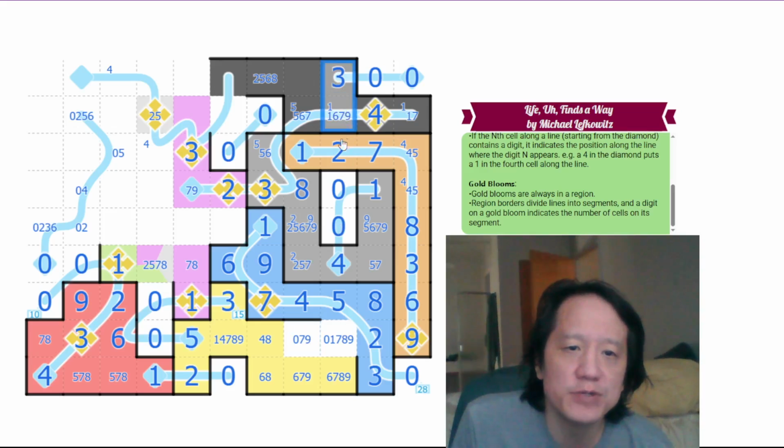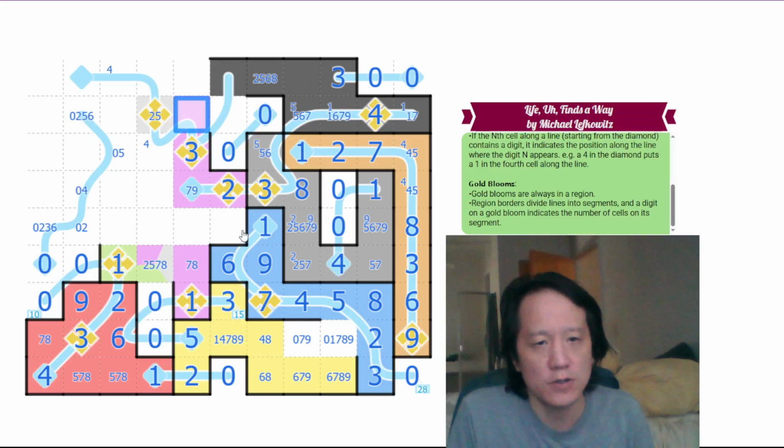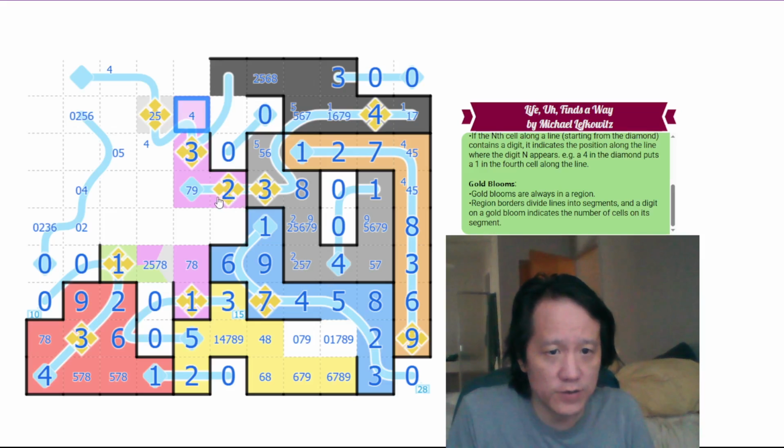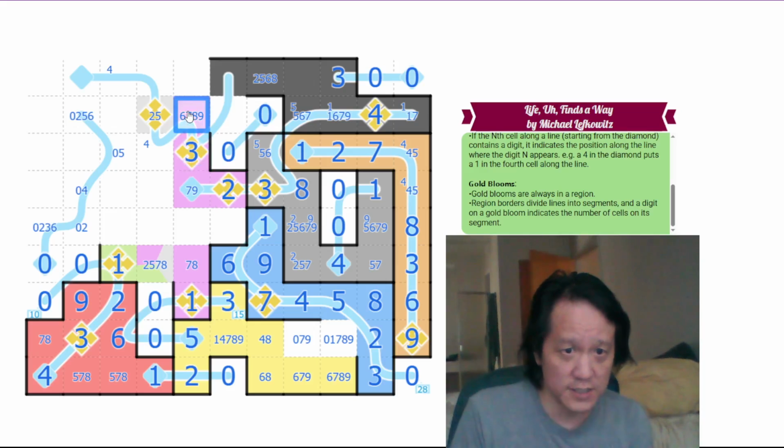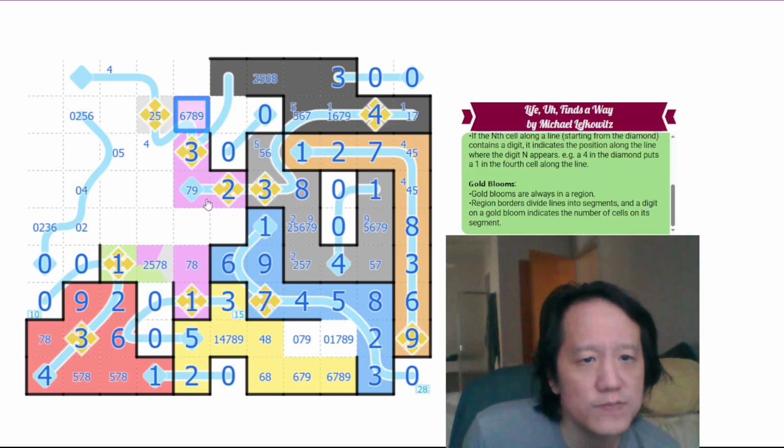Three is in the third position. That's fine. This is definitely part, so what digits can this be? No 1, 2, 3. It could be 4. No 5, 6, 7, 8, 9. Can't be 4. So this is what, 6?